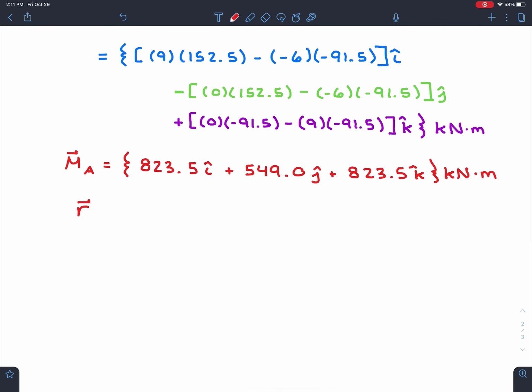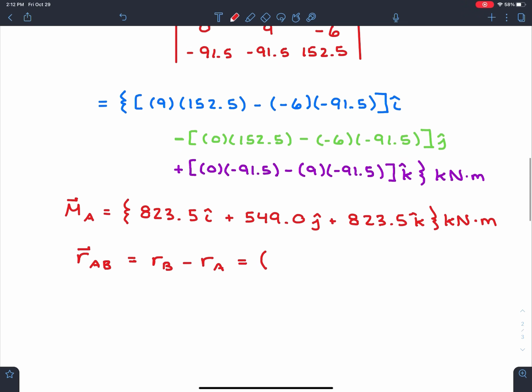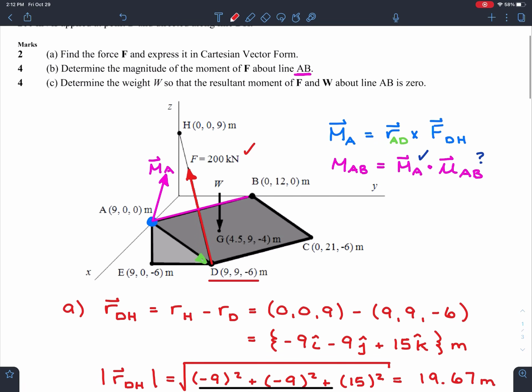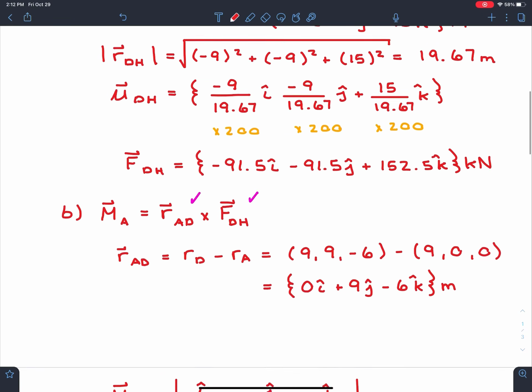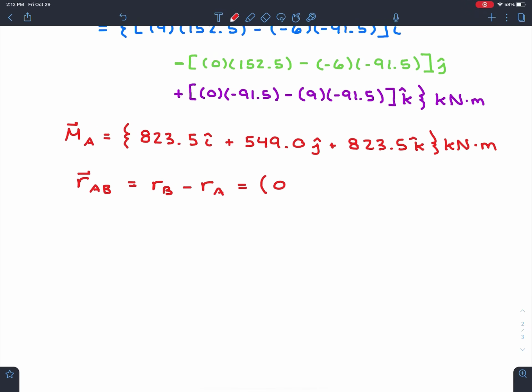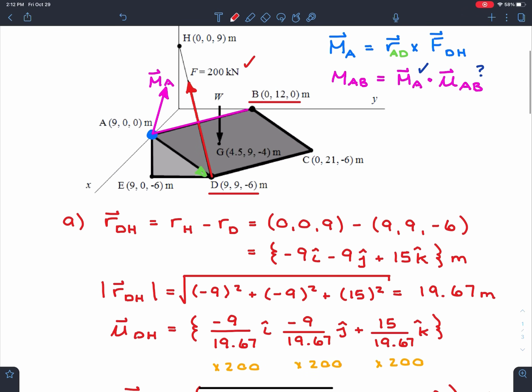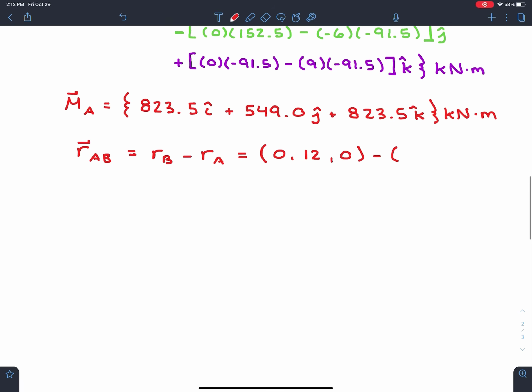I start off by finding the position vector AB. If I want the position vector AB, it's going to be the coordinates of A subtracted from the coordinates of B. I'm just going to scroll up. Coordinates of B are 0, 12, and 0. So I'm going to input them, 0, 12, and 0. And I'm going to subtract the coordinates of A, where I start from. Coordinates of A, as we can see, are 9, 0, and 0. So we're going to have 9, 0, 0.